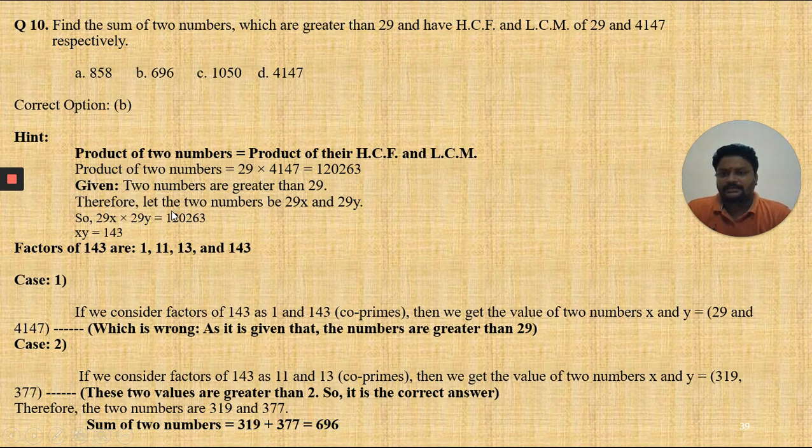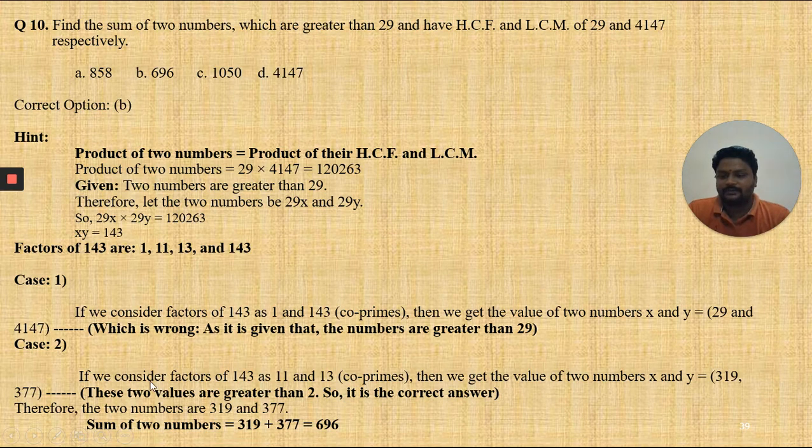This is the important thing. So let the two numbers be 29x and 29y. So 29x into 29y is equal to 1,20,263. So xy is equal to 143. So the factors of 143 are 1, 11, 13 and 143. So case 1: if we consider the factors 1 and 143, then we get the numbers as 29 and 4147, which is wrong as it is given that the numbers are greater than 29.